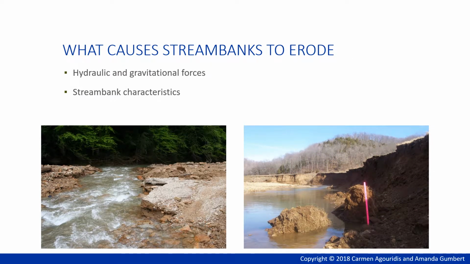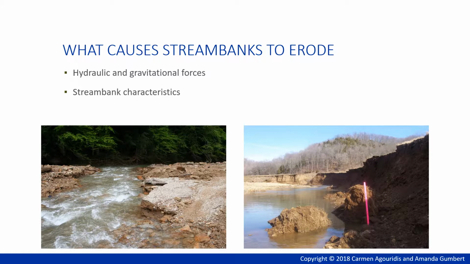Streambank erosion is driven by hydraulic and gravitational forces and is dependent on the characteristics of the banks. Hydraulic forces are those associated with the movement of water, particularly the velocity and direction of water flow. A hydraulic failure occurs when water from the stream causes material to detach from the bank. The photo on the left shows eroded streambanks due to hydraulic forces.